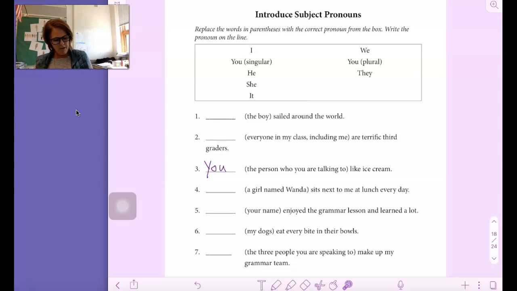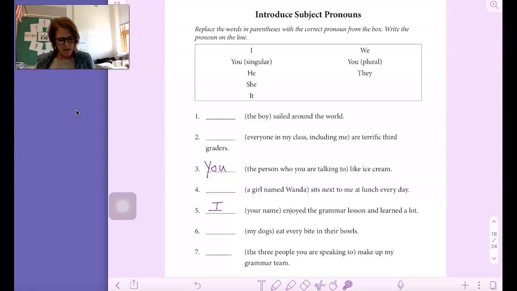Let's look at number 5. Your name. So we're putting in Mrs. Goshert enjoyed the grammar lesson and learned a lot. So this would be, since we're talking about me or whatever your name is, we're replacing with I enjoyed the grammar lesson and learned a lot.